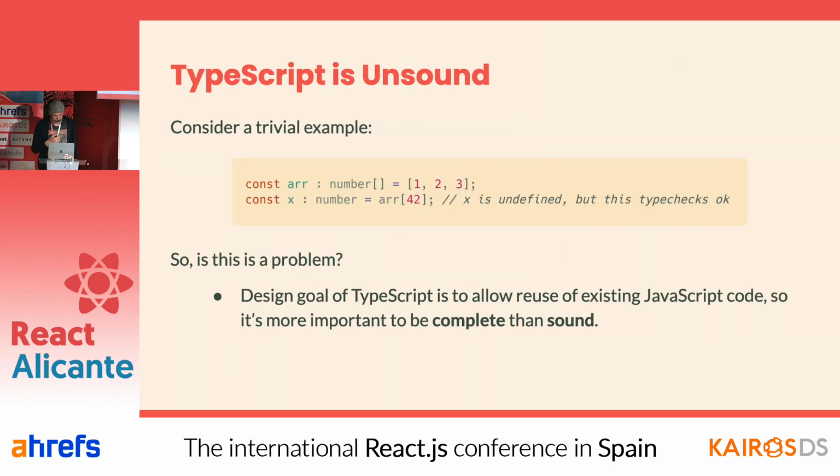So we saw earlier today as well that TypeScript's unsound. I have a fairly simple example here. We have an array of numbers, and we have something that's going to access something off the end of that array. At runtime, that's going to be an undefined value. But as far as a type checker is concerned, this is fine. So is this actually a problem?